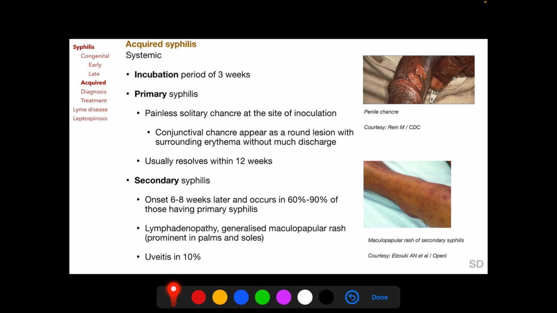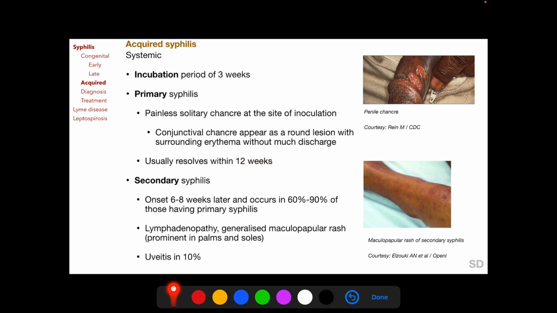Now coming to acquired syphilis, which is usually acquired through sexual contact, the systemic manifestations of acquired syphilis occur through 4 phases: primary, secondary, latent, and tertiary. The incubation period after infection is usually 3 weeks, after which primary syphilis starts, and we get a painless solitary chancre at the site of inoculation. Inoculation rarely occurs through the conjunctiva, and we may find a conjunctival chancre as a round lesion with surrounding erythema without much discharge, and the chancre in the primary inoculation site usually resolves within 12 weeks.